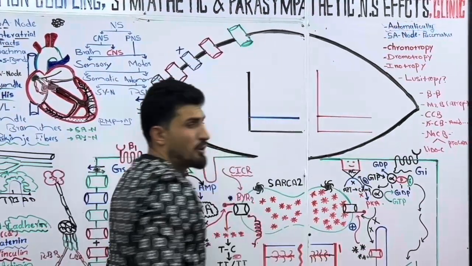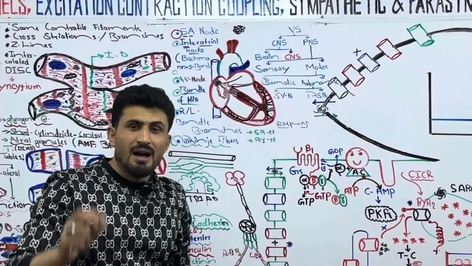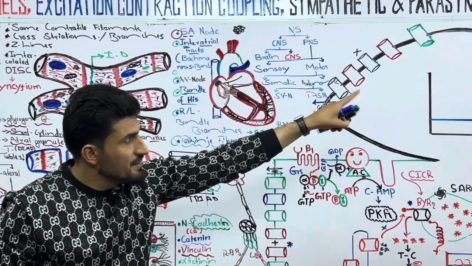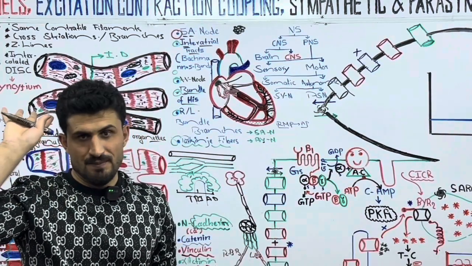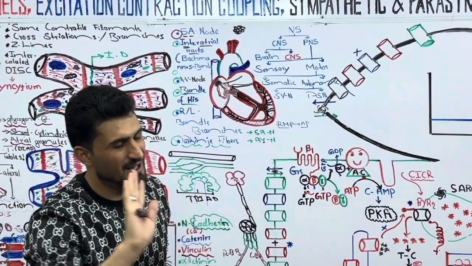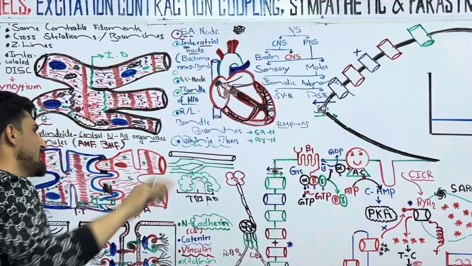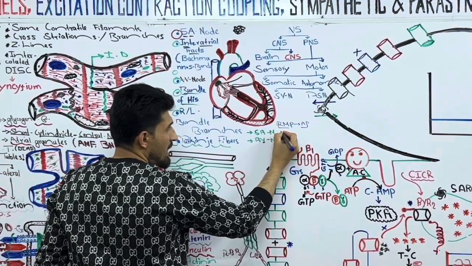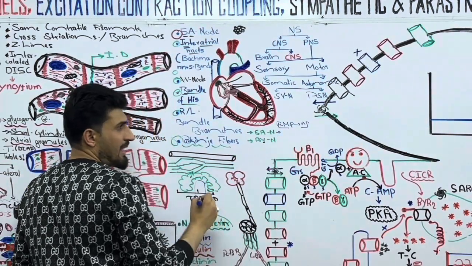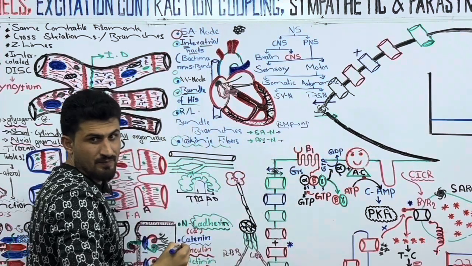So, point number one, all parts of the conductive system have this phenomenon of automaticity. They go from resting membrane potential to action potential automatically. I'll explain this. This is one point. Point number two, automaticity in the SA node is faster than in the AV node.